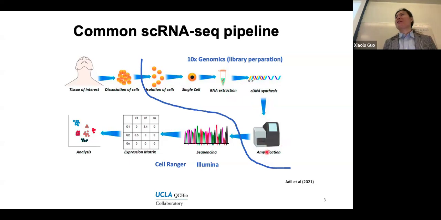Any thoughts? Can you repeat the question? Why do we amplify the signal of the DNA? Because each cell only has 1 picogram of RNA.